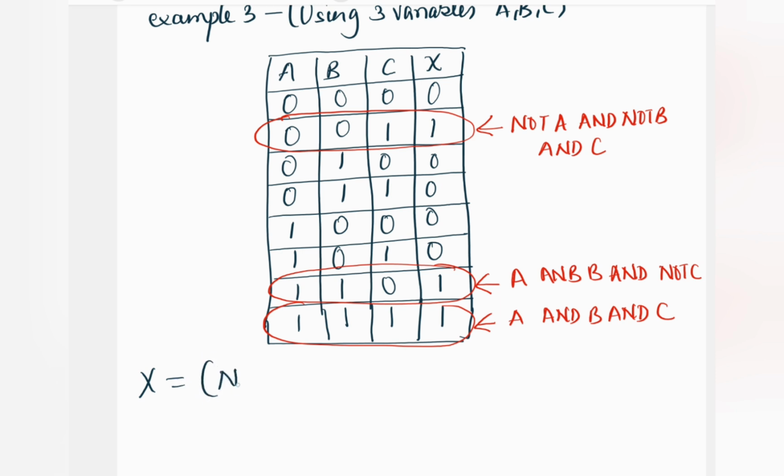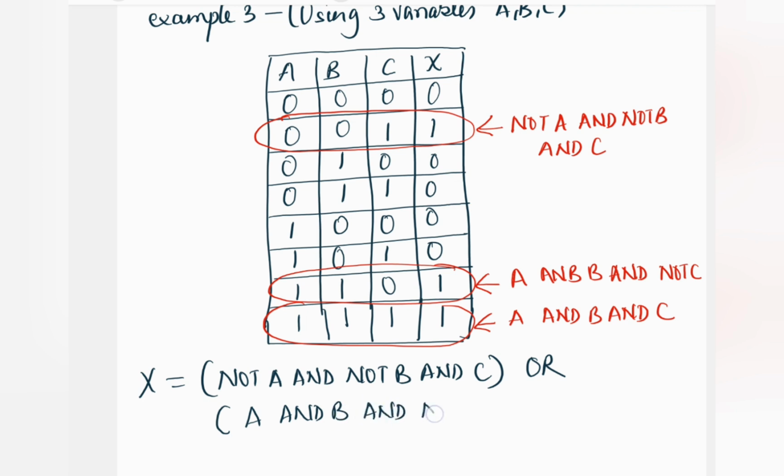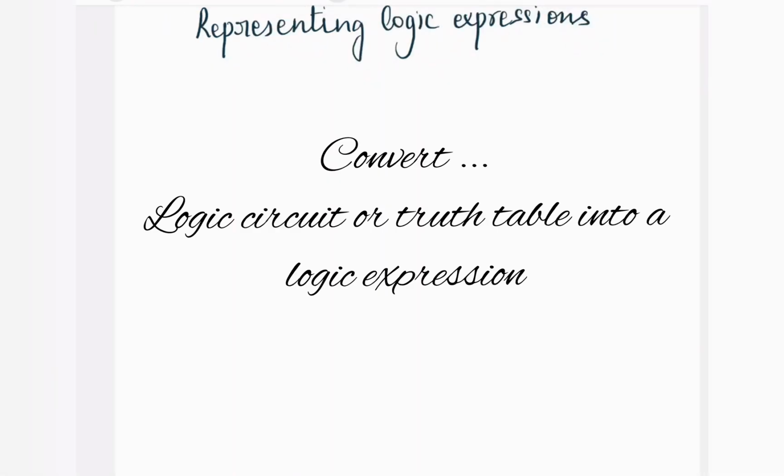So X is equal to not A and not B and C, using the hint that we need to combine different rows using OR. So it becomes OR. The second expression in another bracket, A and B and not C, or the third expression, which is A and B and C. This seems to be a longer expression which could be definitely simplified, but for now let's keep up with this. The topic for now is trying to represent the logic expression.